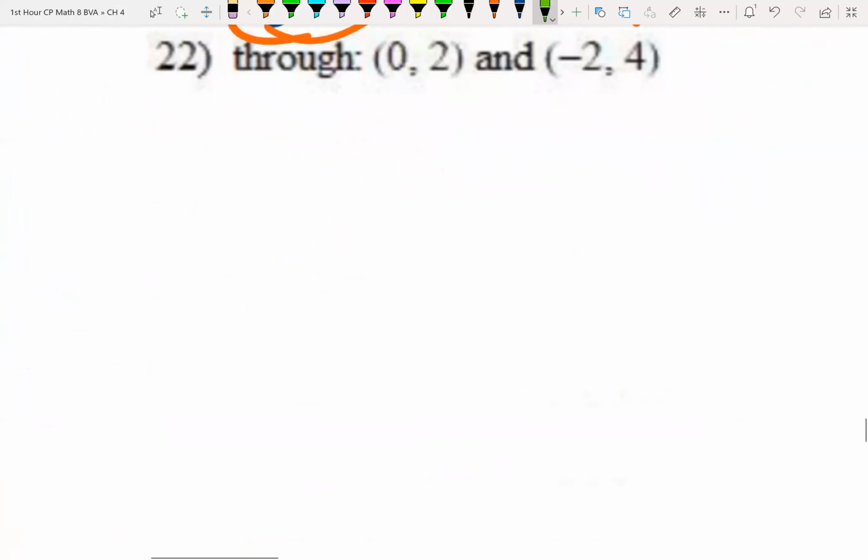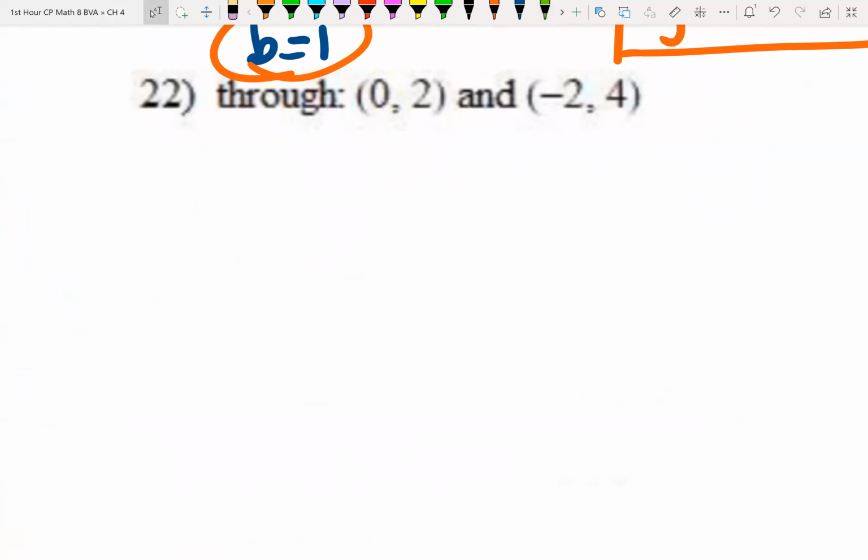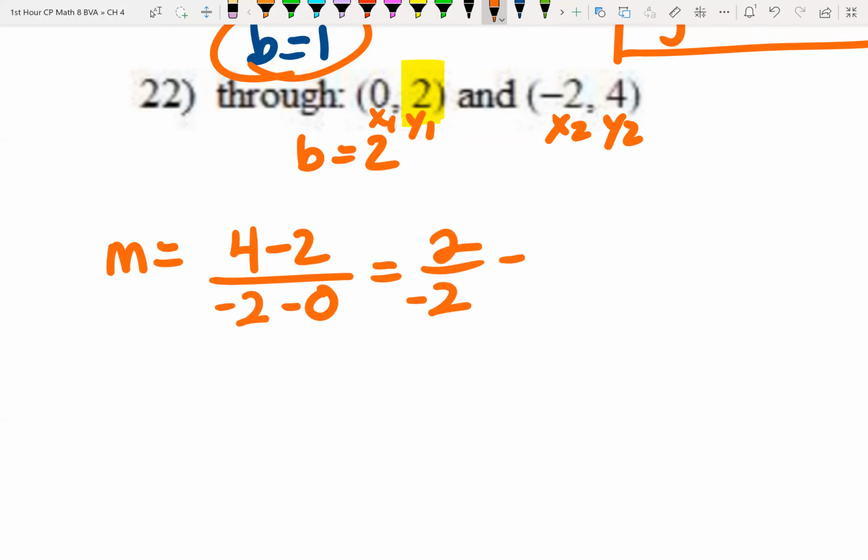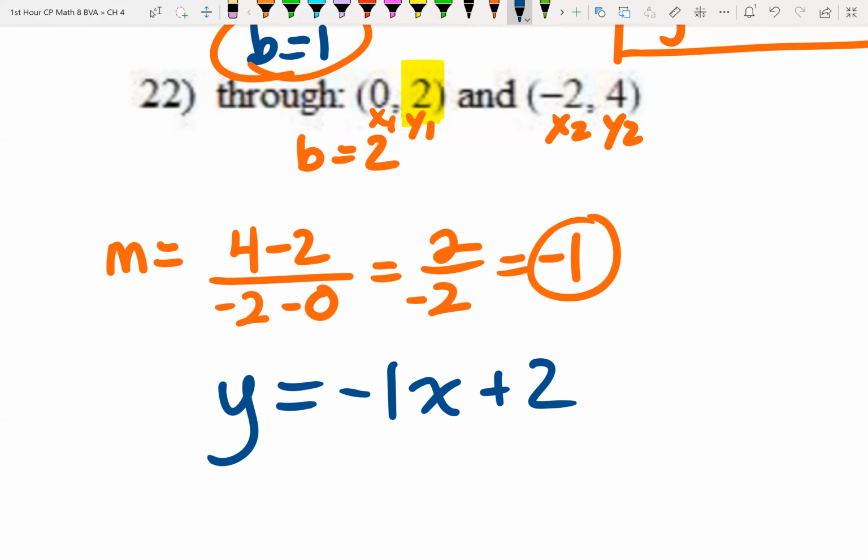Okay, one more. And in this one, you're gifted the y-intercept. There it is. b equals 2 since you're starting with a 0. So all you need is the slope. So using the slope formula, x1, y1, x2, y2, go ahead and plug in what you know. 4 minus 2 over -2 minus 0. That's 2 over -2, or -1 is your slope. Write down in slope-intercept form, -1 times x plus 2, or just y equals -x plus 2.